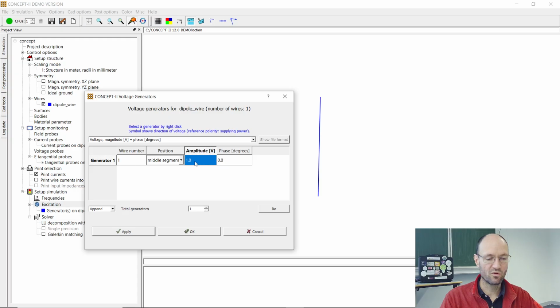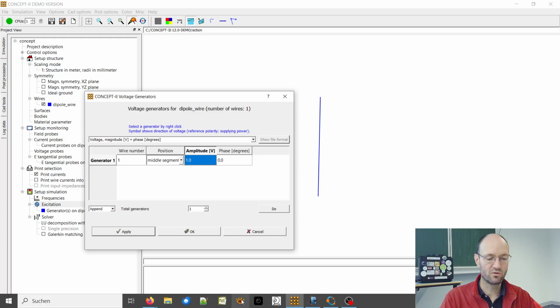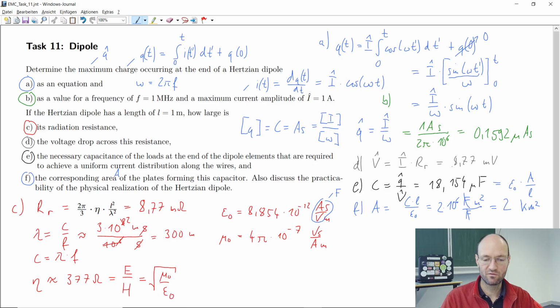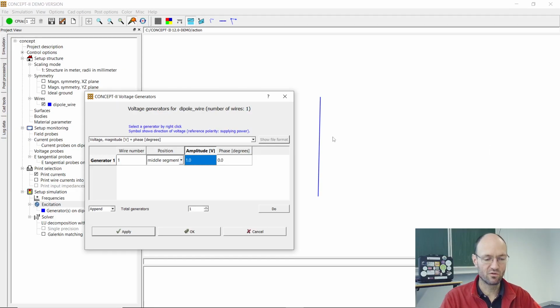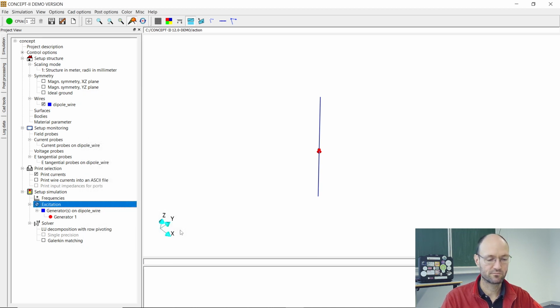We could now, of course, set the voltage amplitude to what we calculated here in our exercise task for the voltage, 8.77 millivolt. But maybe we just leave it also like this as the 1 volt. Okay, so I will say apply, then you see, okay, there we get the voltage source at the center, and say okay. And now we have a wire, we have the source.